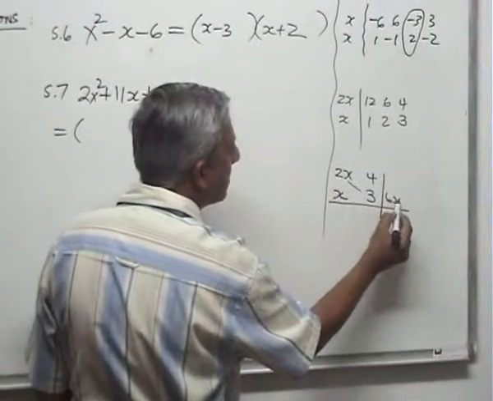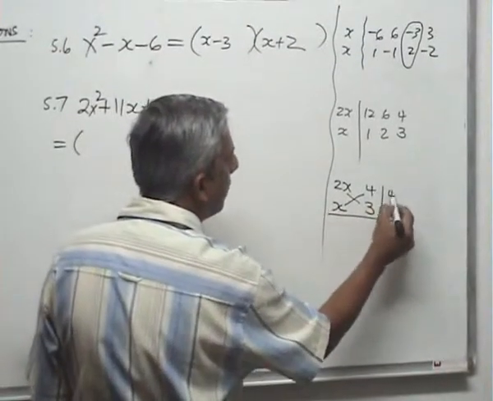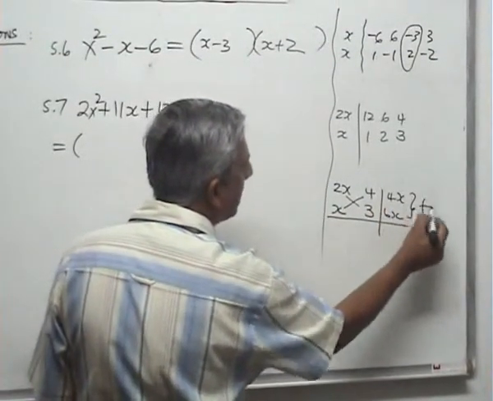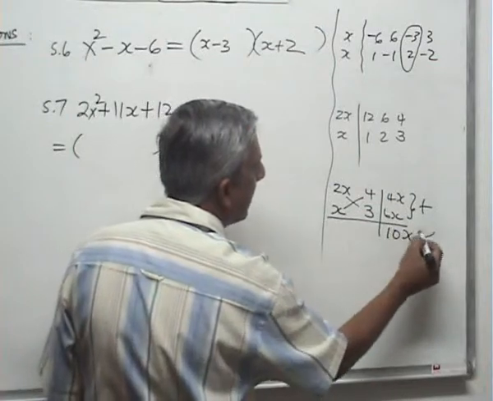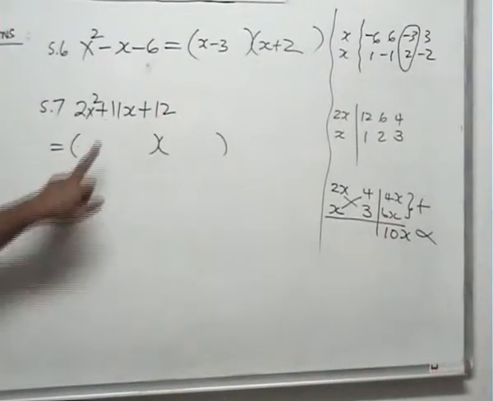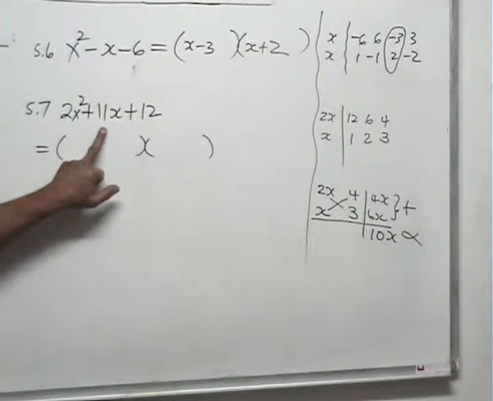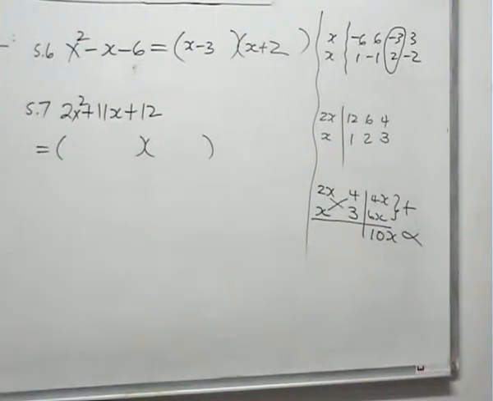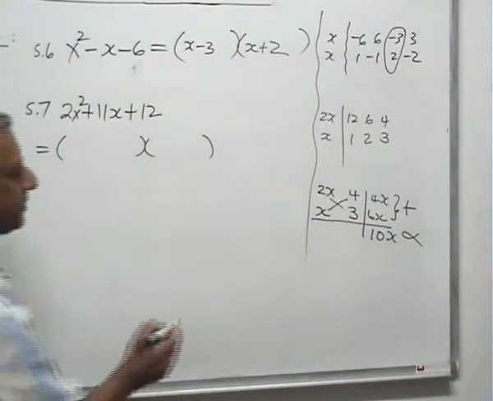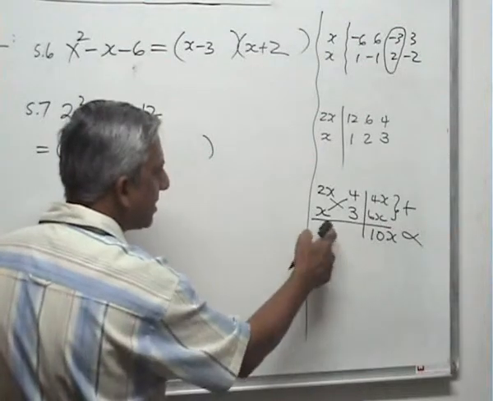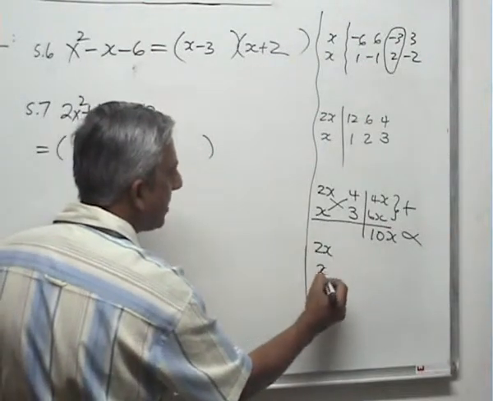Multiply 2 3s, 6x. Multiply 4x. Add it up, 10x. And the answer is wrong because we're looking for 11x. But we're getting 10x. Then what you must do, take the same one, leave the 2x and the x there.